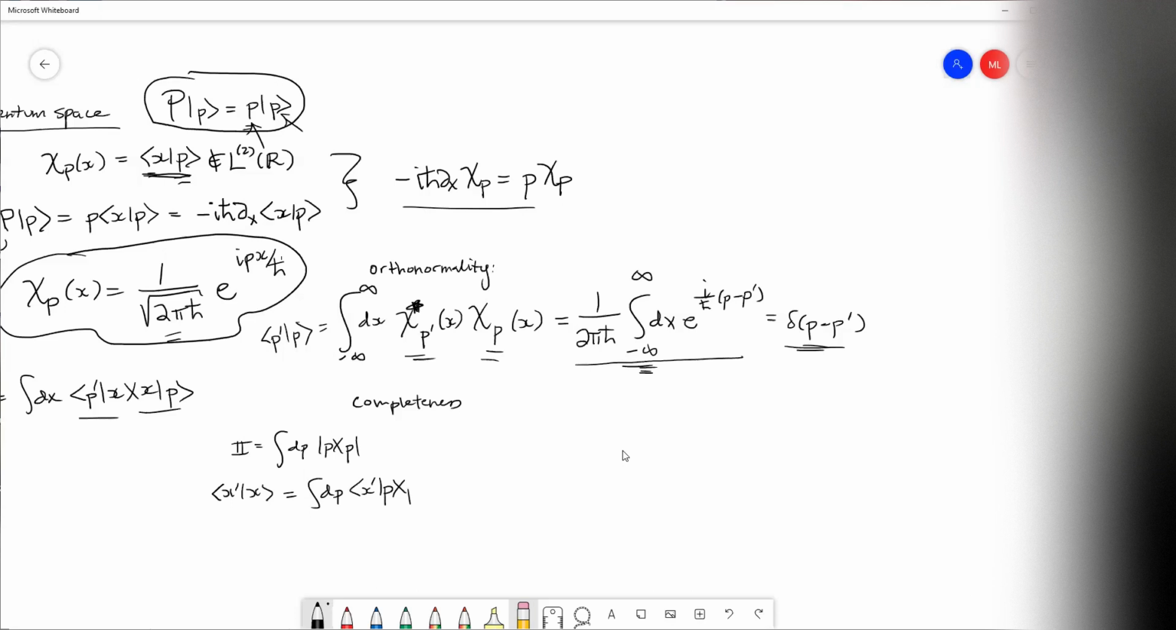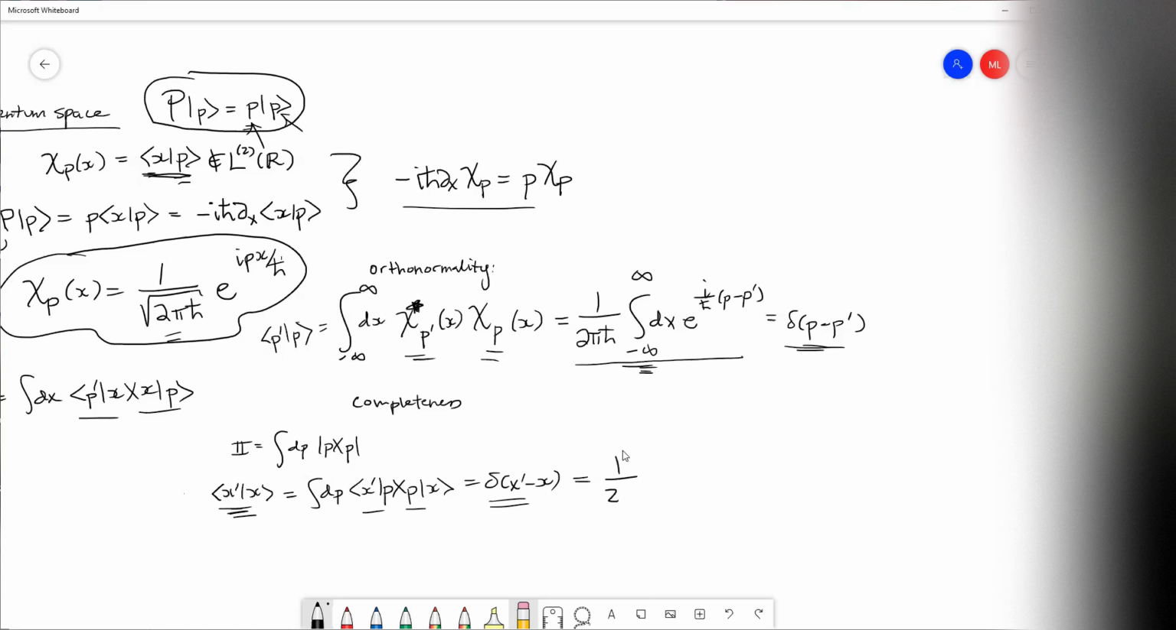Just by making arguments about bras and kets, we should get something like this, which is a delta function between the x's, because that's the identity matrix in position space representation, the matrix elements of it. This delta function should be equal to the integral over p of a product of these momentum eigenfunctions. And indeed, that's what you get.